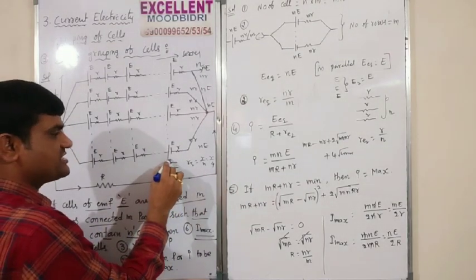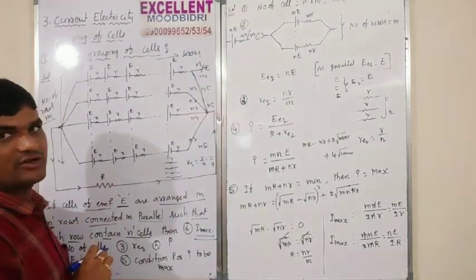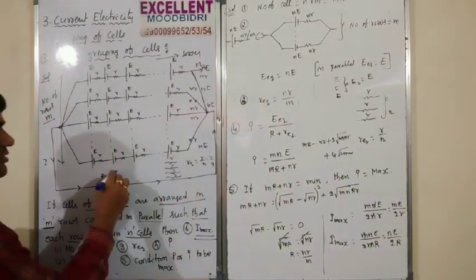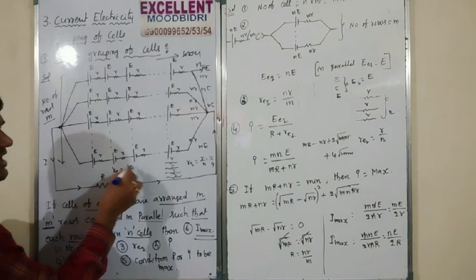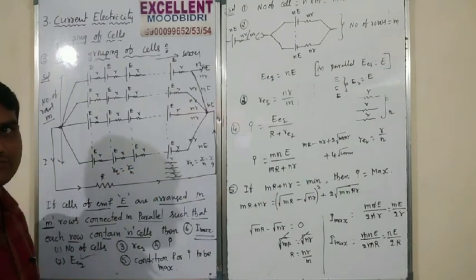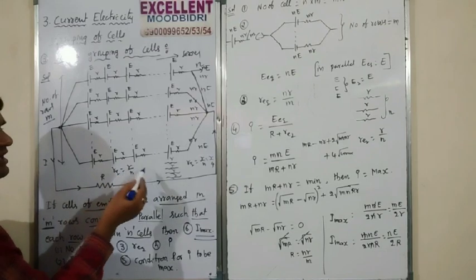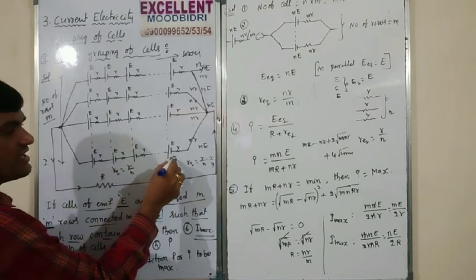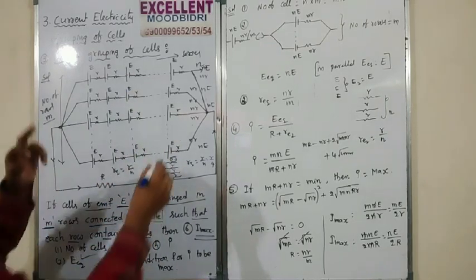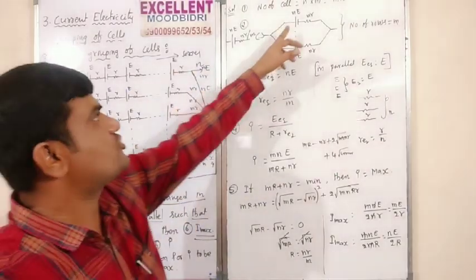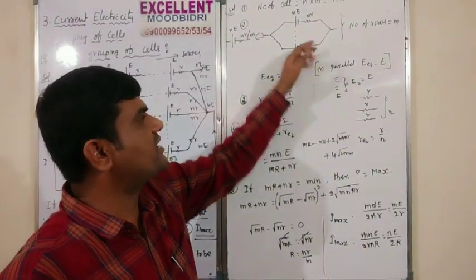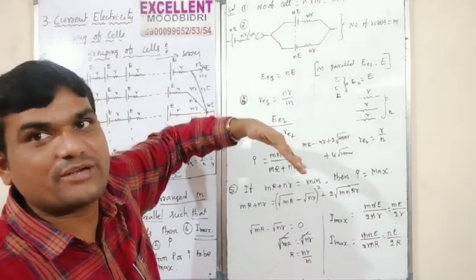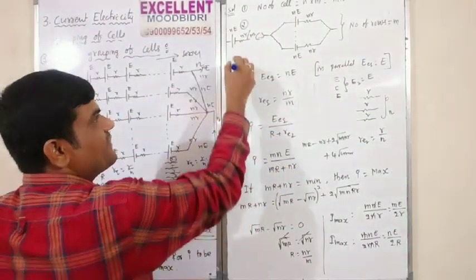Each cell has internal resistance equal to small r. In the parallel combination formula, R equivalent is equal to R by n, where R is each individual internal resistance value. Correct? So now this value, in the parallel combination, how much is it? How many parallel combinations are there? M rows are there. That means m. So, correct?